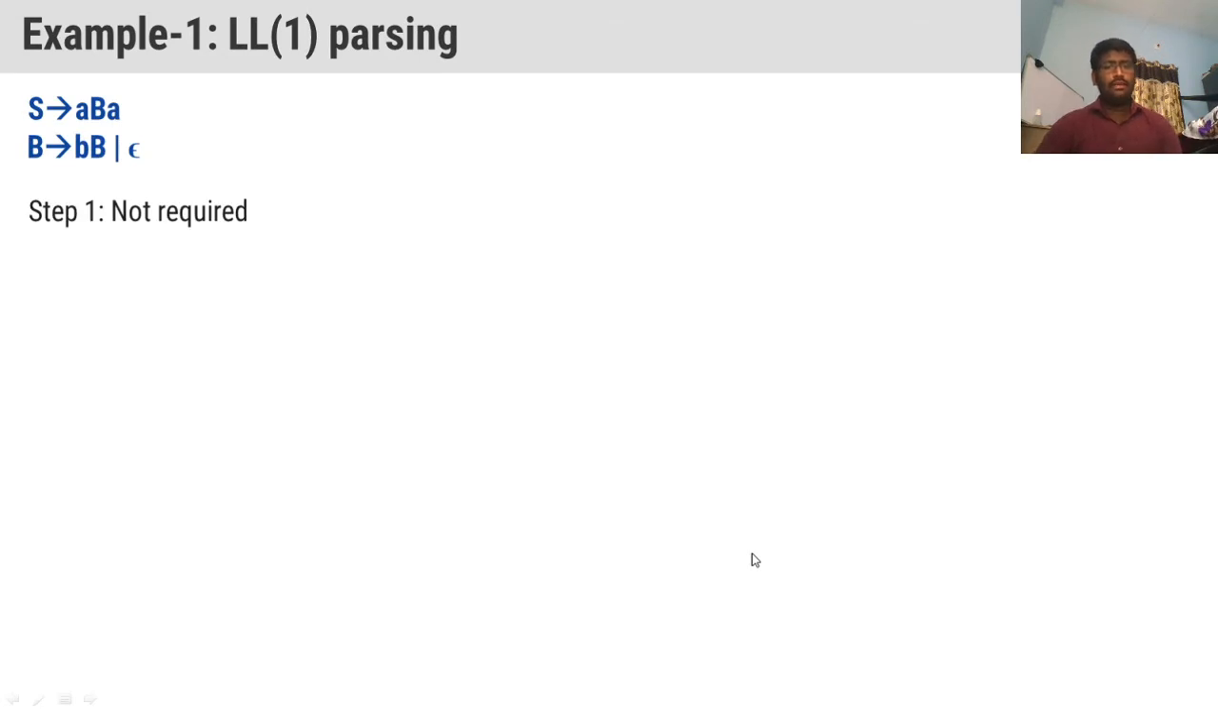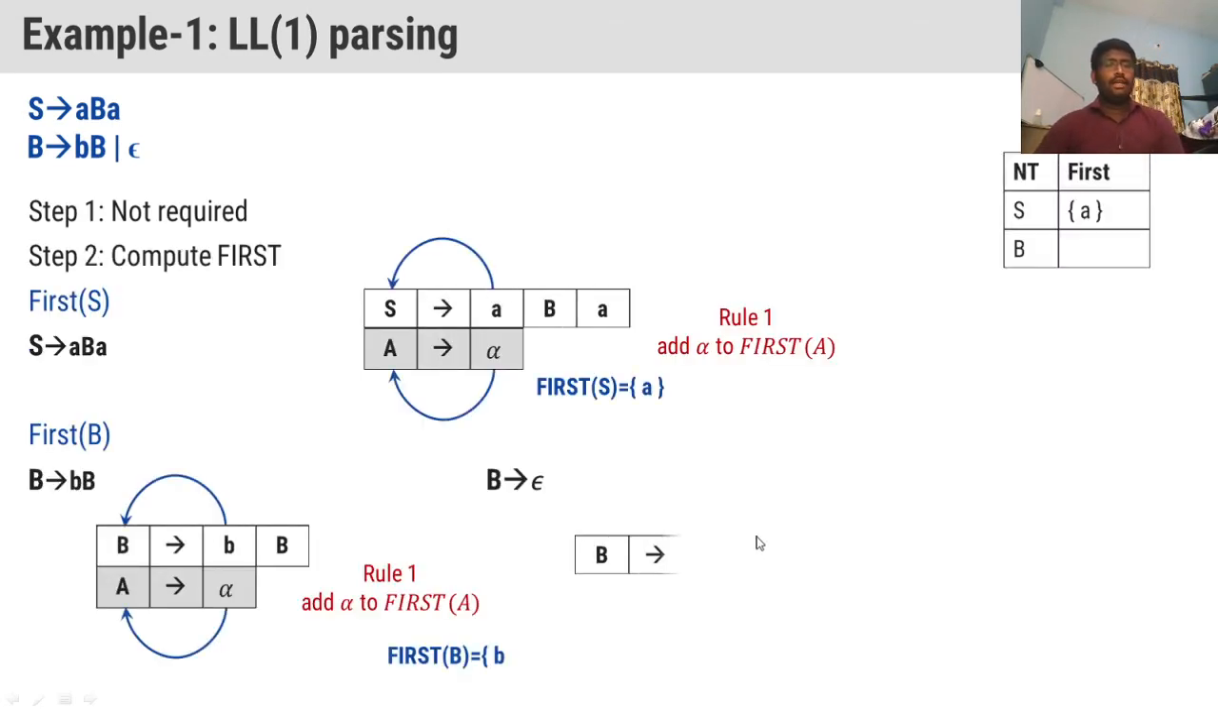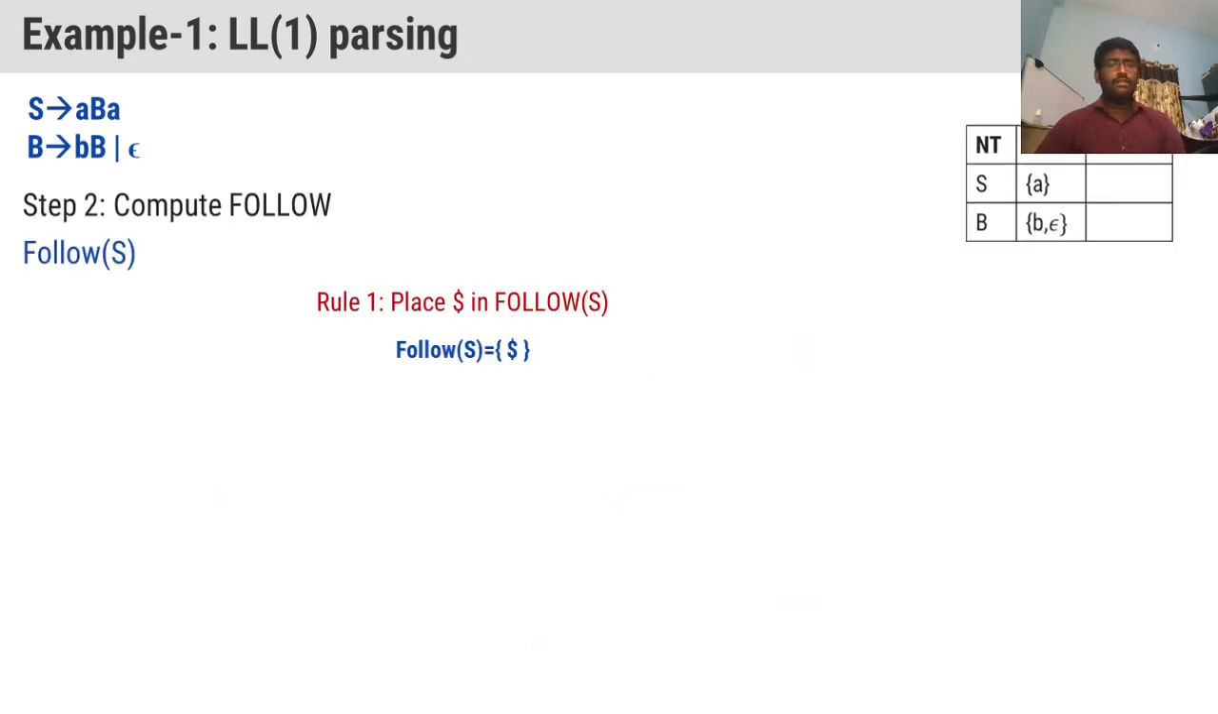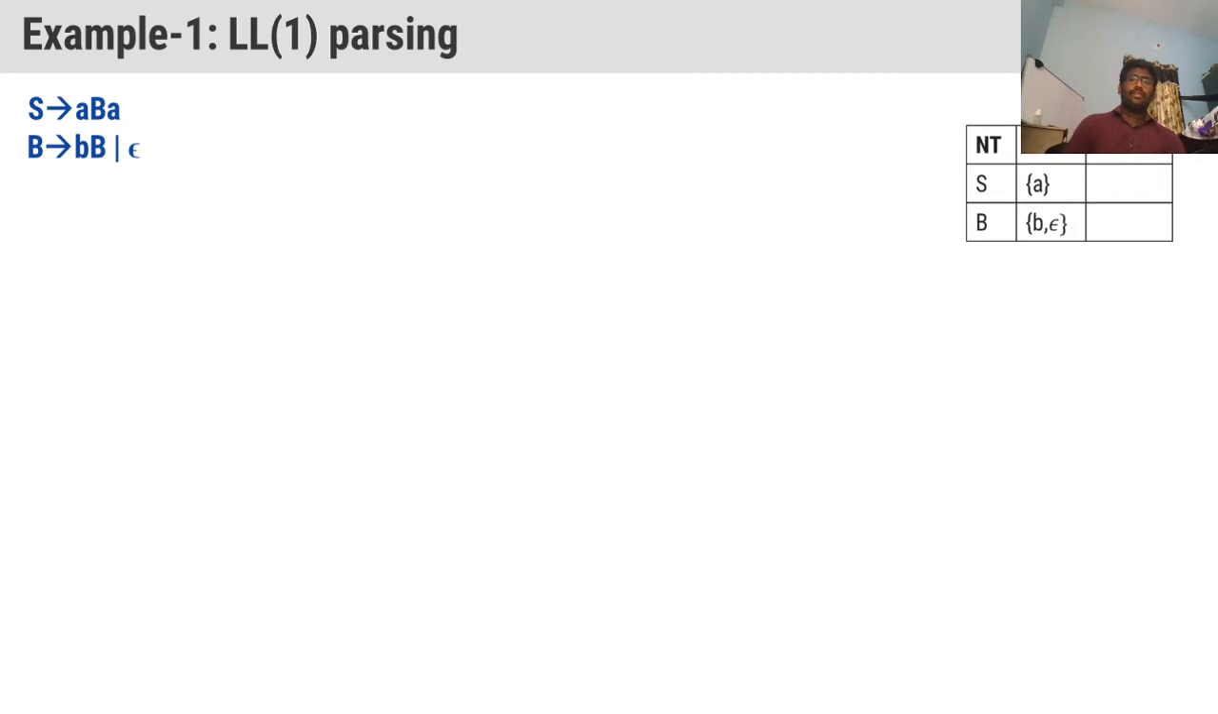So simply, we will understand the follow sets with a simple example. We are going to compute follow sets for the given grammar: S implies small a capital B small a, and capital B implies small b capital B or epsilon. This is the given grammar.